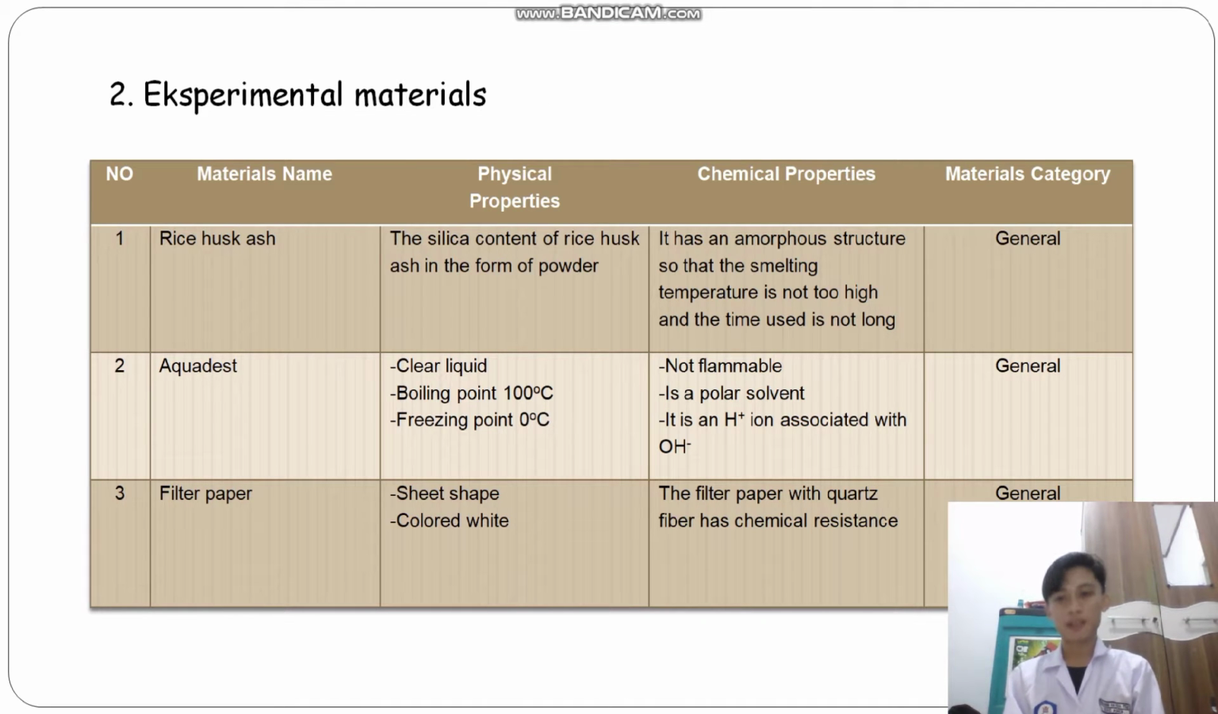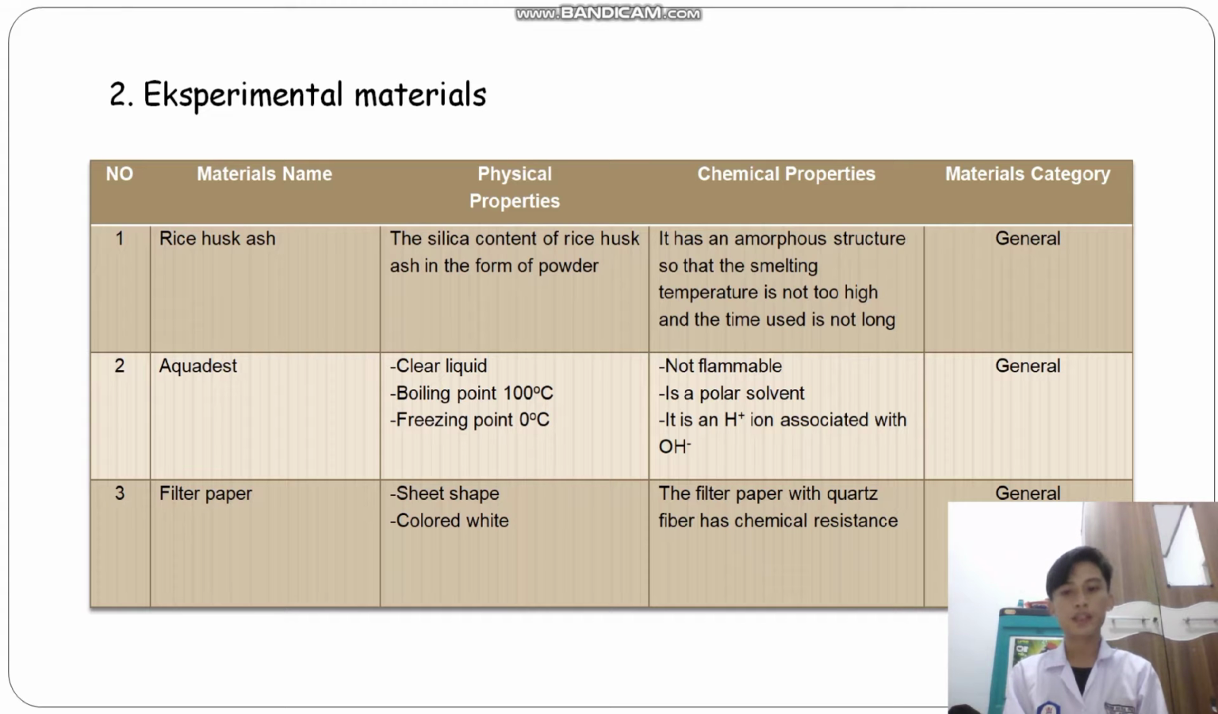Number 2, experimental materials. Number 1, material name is rice husk. Physical properties: the silica content of rice husk is in the form of powder. Chemical properties: it has an amorphous structure so the smelting temperature is not too high and the time used is not long. Category general. Number 2, aqueous. Physical properties: clear liquid, boiling point 100 Celsius, freezing point 0 Celsius. Chemical properties: not flammable, a polar solvent, an H plus ion associated with OH.